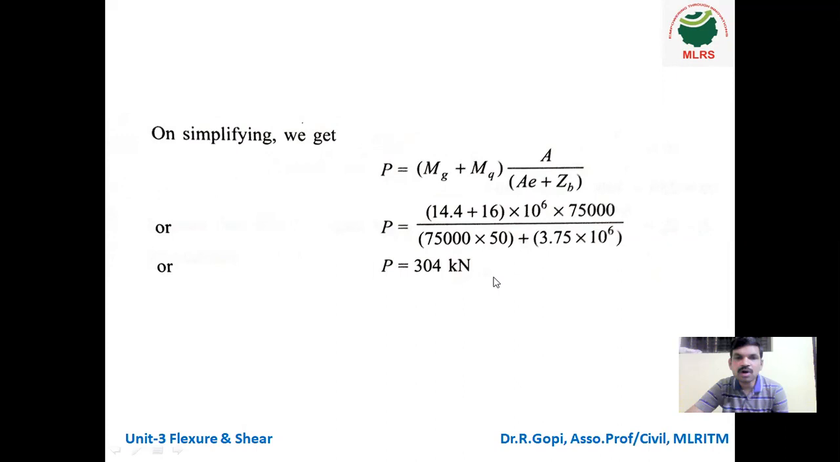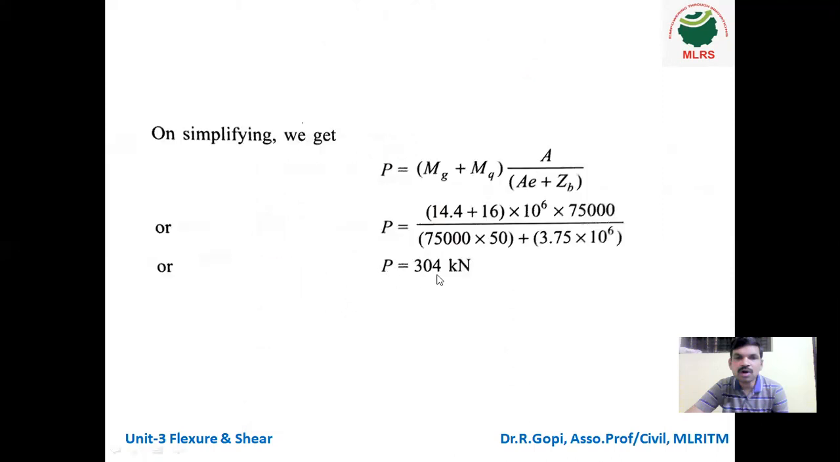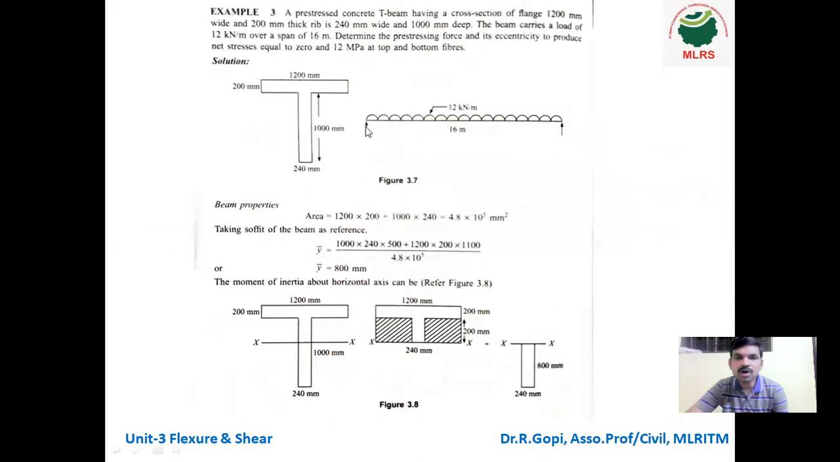So students, from this problem you can understand, if the eccentricity of the applied prestressing force reduces, initially it is 60 mm and the prestressing force is 300 kilonewton. If the eccentricity reduces from 60 mm to 50 mm, the applied prestressing force increases. So from this problem, we can understand the concept: the eccentricity reduces, the prestressing force increases. Okay, students. So next, this is the T-beam problem.